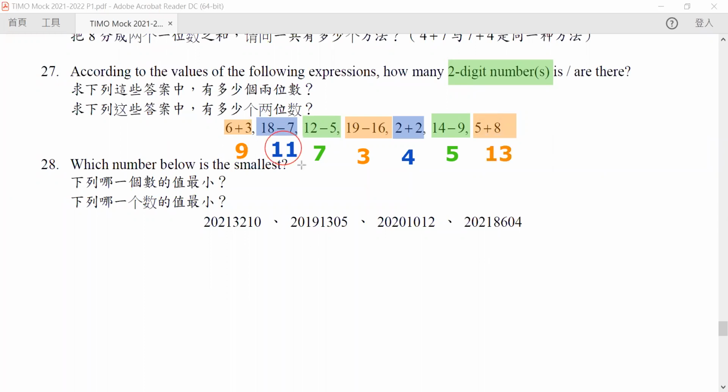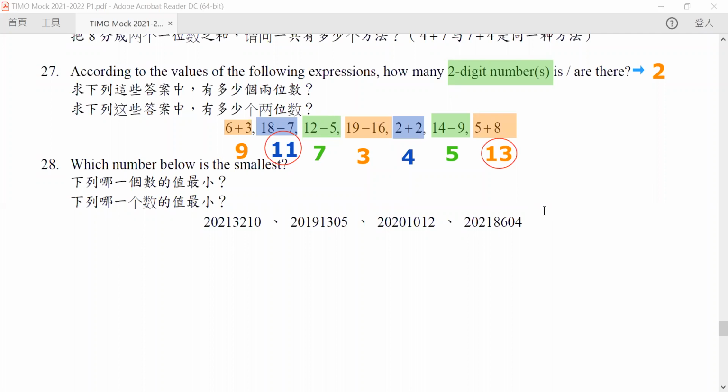In here, our 11 is a 2-digit number, and our 13 is also a 2-digit number. So in total, there are 2 of them. There are 2 expressions whose value is a 2-digit number.